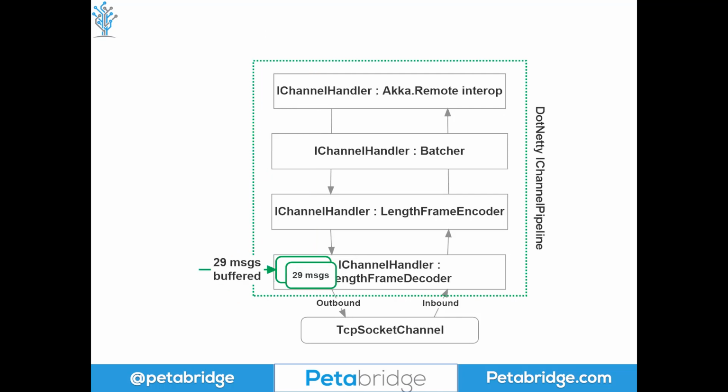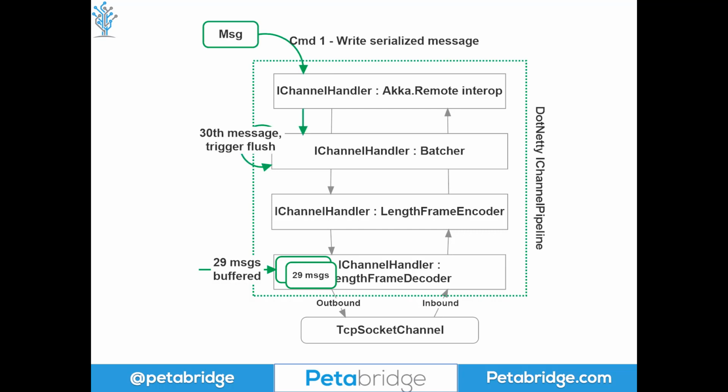Let's suppose we have 29 messages waiting to be buffered, and all these messages were queued in under 40 milliseconds, because that's the default timeout Akka.Remote uses to automatically flush whatever's in the channel. Well, as soon as the 30th message passes through, the batcher is going to trigger a flush message right behind the actual message we want to write out to the network. As a result, we're going to group all 30 of these messages and write them out to the network all in one go.